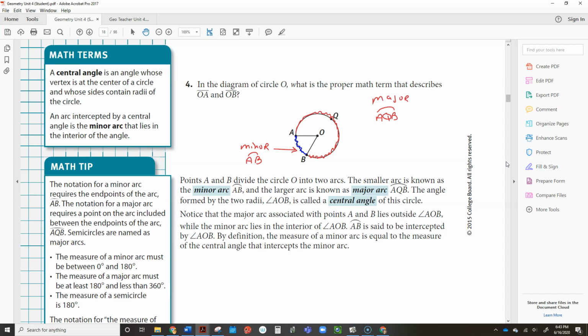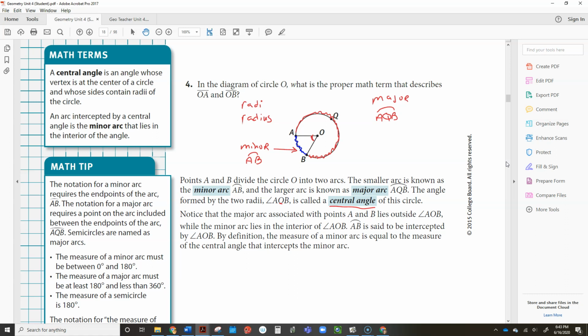Okay, we have 2 radii. R-A-D-I-I is the plural for the word radius, so we have more than one radius, so we have radii. When you have radii that connect the 2 points that are the ends of an arc, then you form an angle right here. That angle is called a central angle, and the central angle has the center of the circle as its vertex. So angle AOB: O is the center of the circle, and it's also the vertex of the angle.